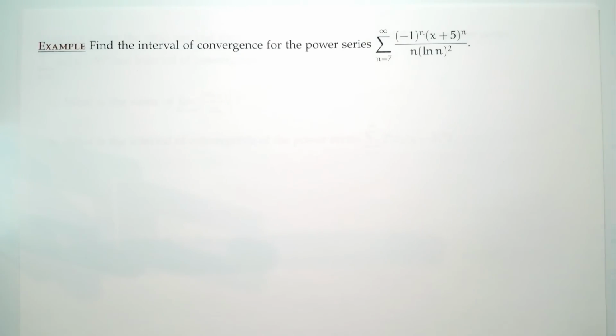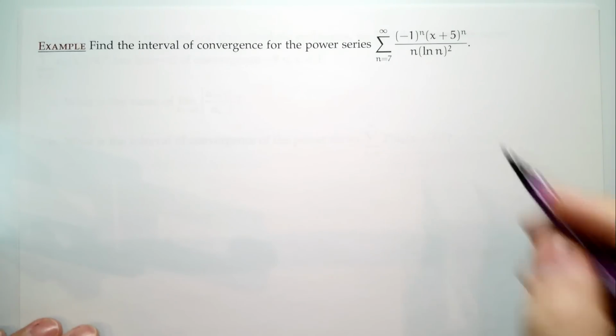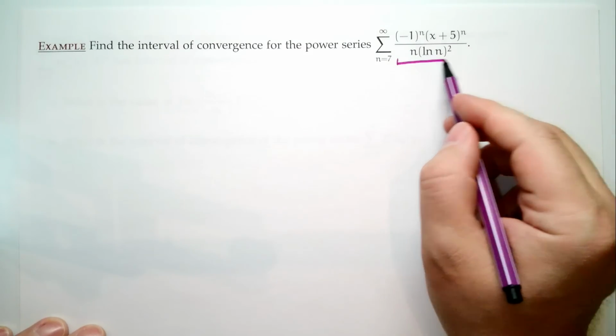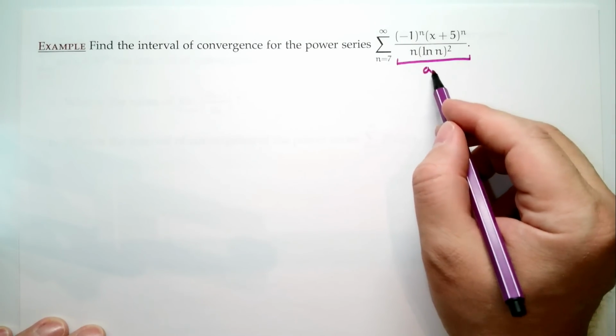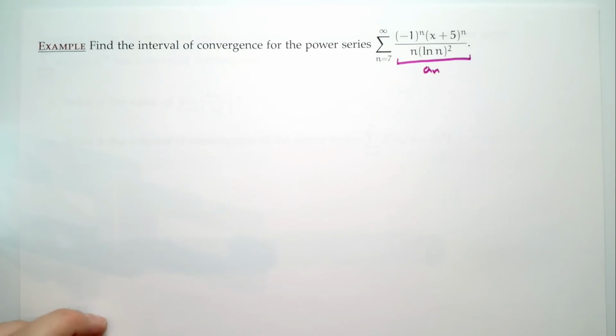All right. Find the interval of convergence for the power series, summation from 7 to infinity of (-1) to the n, (x plus 5) to the n, over (n log n) quantity squared. All right. Well, back to a good interval of convergence problem. What technique do you want to use? Root test or ratio test? Root test. I could have predicted that because people love the root test.